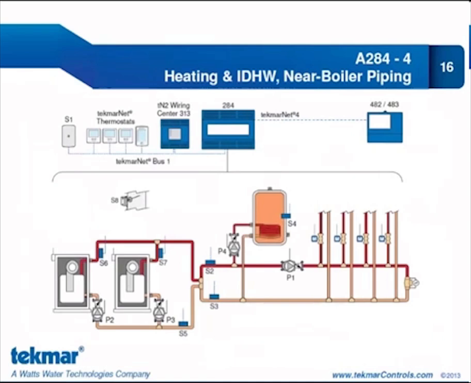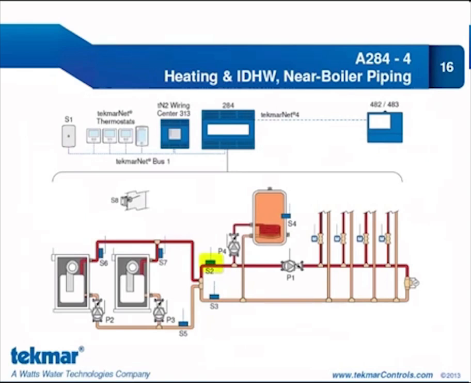You can see the indirect domestic hot water is piped on the boiler system side. We have four space heating zones controlled with valves. Now these valves are going to be operated by the TN2 Wiring Center 313 based on communication with the TechMarNet 2 thermostats. You can also see we have connected to a gateway 482 or 483 depending on whether we want remote access and monitoring capability or whether we want to integrate with the home automation system.